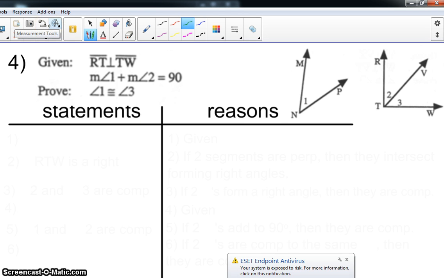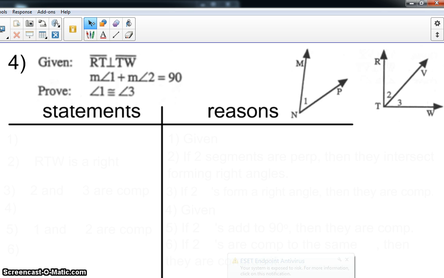Moving on to the next proof. Again, with these proofs, I think it's important that you start with one of the given statements and then go on with what you can with that statement. So if we look in this proof, we have perpendicular and 90 degrees, and we want to say two angles are congruent. If we start with the first given statement of perpendicular, we can go off of the perpendicular.